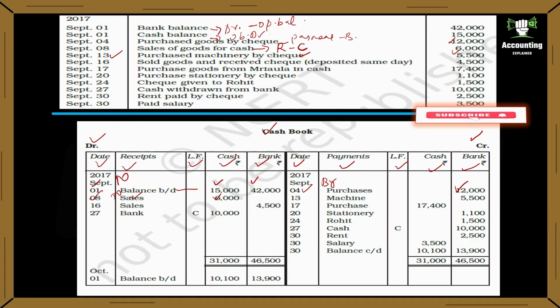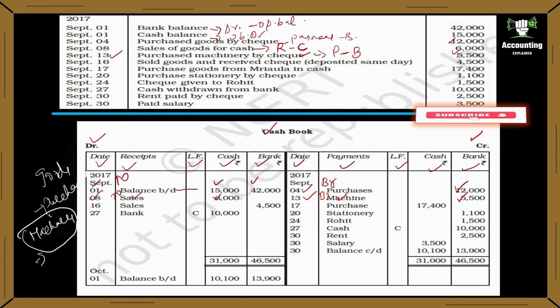So you have purchase machinery. When you purchase goods, it will be transferred to purchases account. Whereas if you purchase machinery, it's an asset, it should be transferred to the machinery account only. It's not the goods. Okay. So purchase machinery will go to the payment side, under the bank column. On September 13, by machinery 5,500 under the bank column.